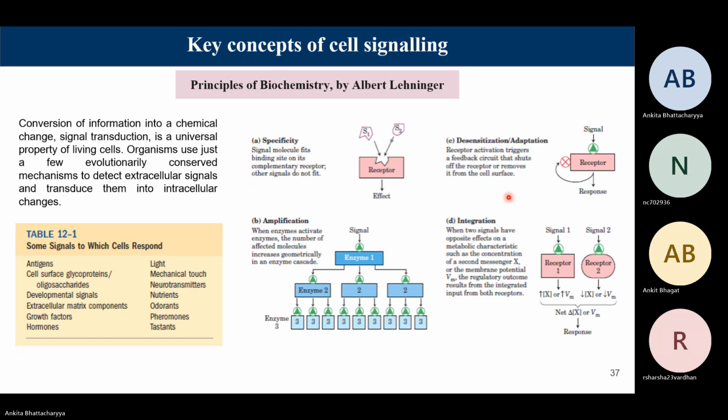For integration, that means it is sort of a synergy or the summed effect of two different signals that occurs because of the crosstalk between them as well. So when two signals have completely opposite effects on a metabolic characteristic, such as the concentration of a second messenger X or the membrane potential, the regulatory outcome results from the integrated input from both receptors. So signal 1 and signal 2, both of them are getting combined, or the effect of those signaling cascades are getting combined to generate the response.